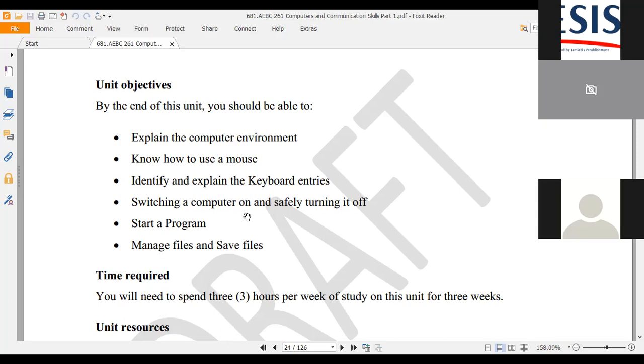And then also we should be able to identify and explain keyboard entries. Very important. As we go further into computer usage, you'll find out that there are certain keys on the computer system that we don't even use. We just observe them, but we have to understand them, because they can help us provide some shortcuts and also see how we can utilize them best to the effect of the machine.